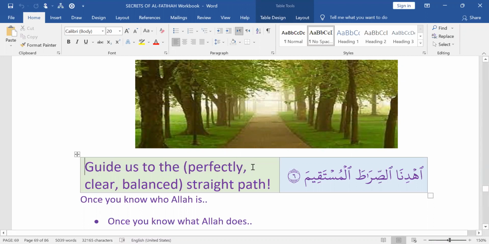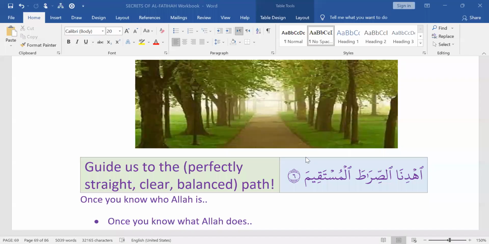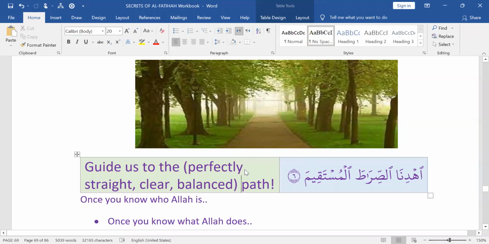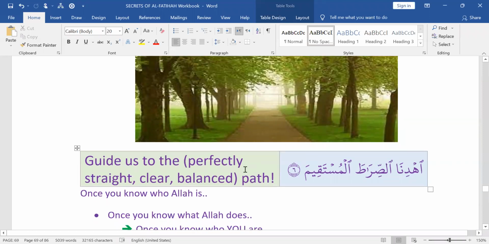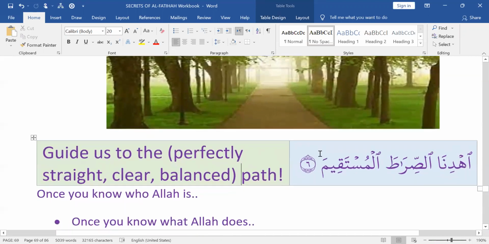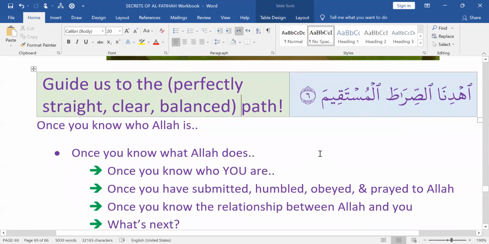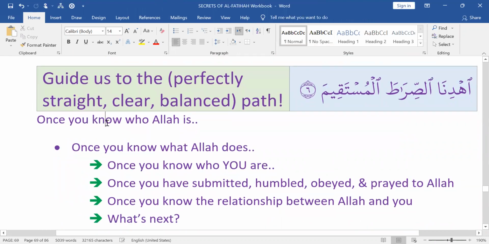So basically, Allah subhanahu wa ta'ala is teaching us to make dua. So Allah is teaching us to ask Him. How to ask Him? Very simple. Tell Him, guide us. So this is a verb for command, and I'll talk about that in just a minute. Let's break this down. But before we break it down, here's a quick overview.